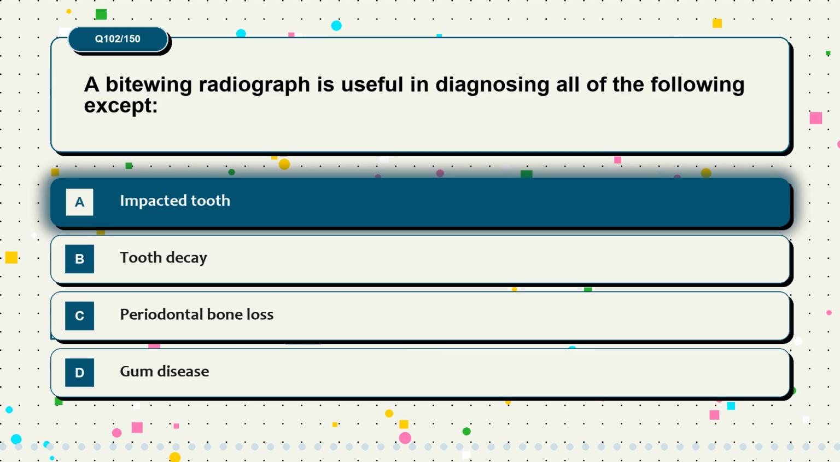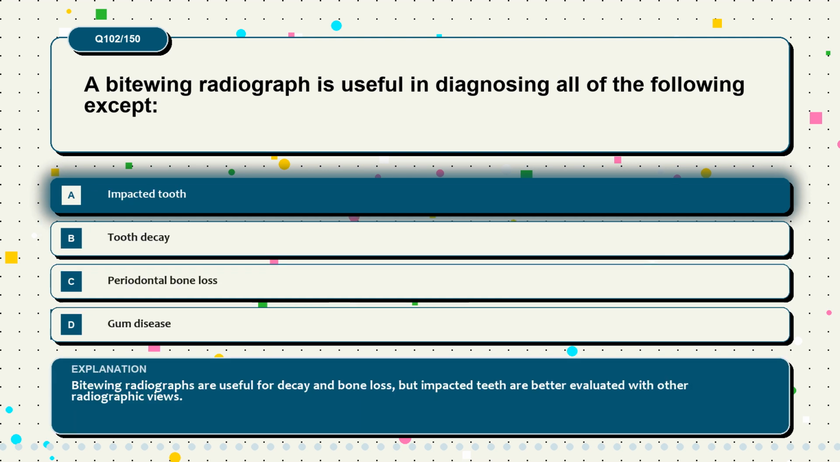The correct answer is option A, impacted tooth. Bitewing radiographs are useful for decay and bone loss, but impacted teeth are better evaluated with other radiographic views.